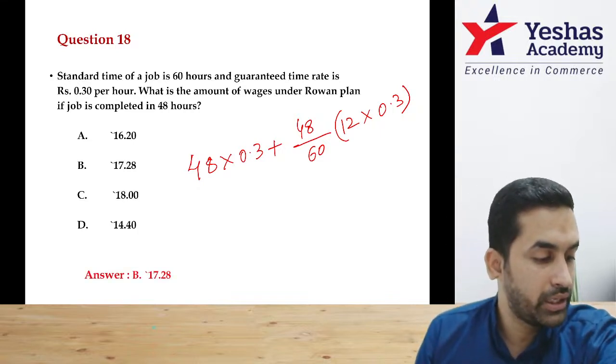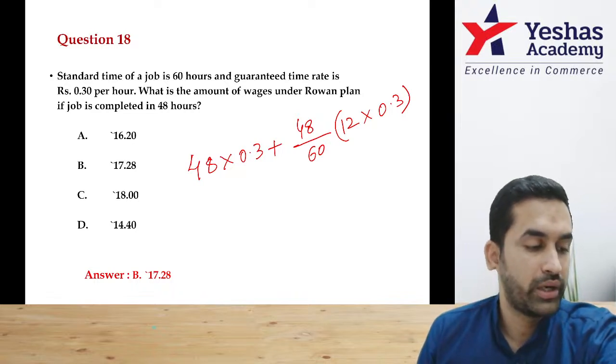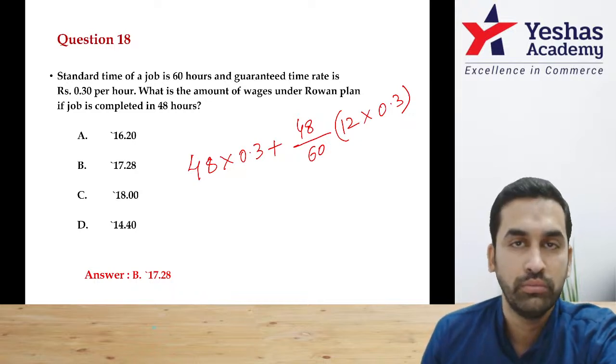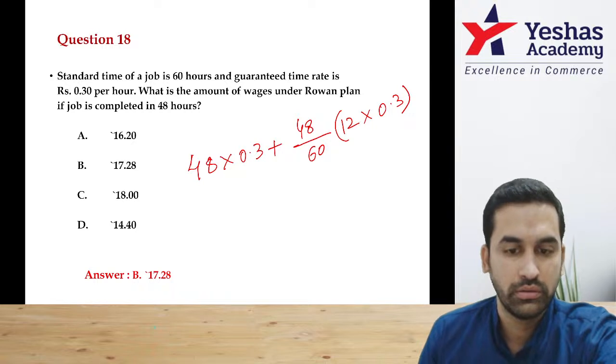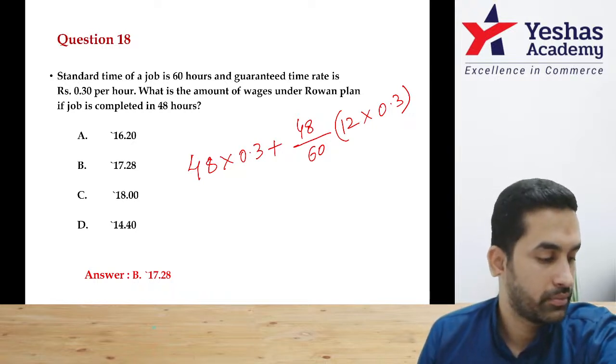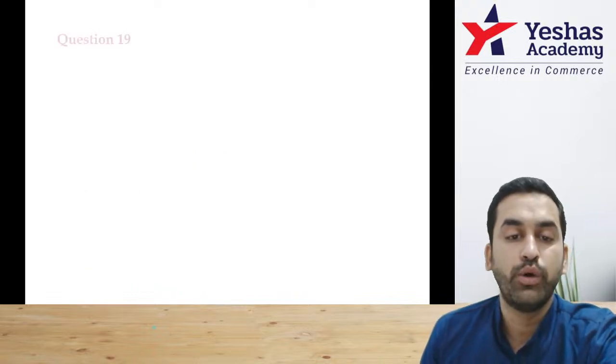17.28, option B, Aditya. Perfect answer. Siri, Harish, good. Guru in the live chat box, 17.28 is the correct answer. Yeah, Divya, Dhanush, Aranita, Harish. Yes, perfect. Let's move on.